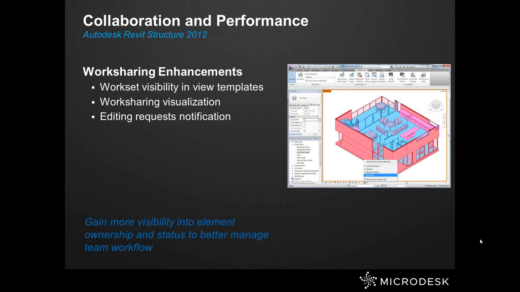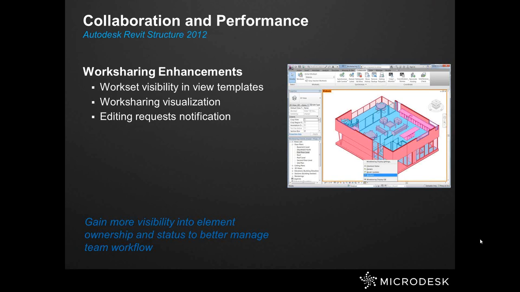There are 4 new display modes that enable users to visualize different statuses of ownership, making it easier to communicate with colleagues. And they are: 1, the ownership status of elements; 2, the specific owners of the elements; 3, elements that are out of date with the central model or have been deleted in the central model; and finally, 4, which elements are assigned to particular worksets.